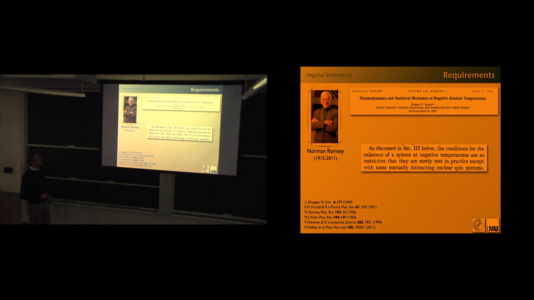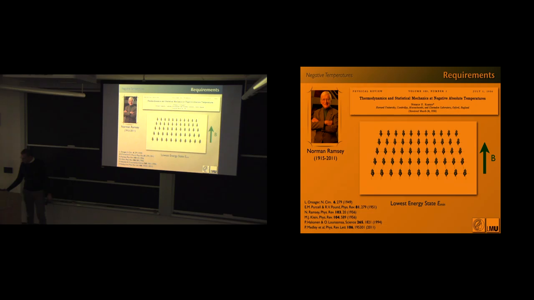But he already noted at the time that the conditions for these negative temperatures are so restrictive that they are rarely met in practice, except with some mutually interacting nuclear spin systems. And this is, of course, where the first experiments by Purcell and Pound, for example, were done.